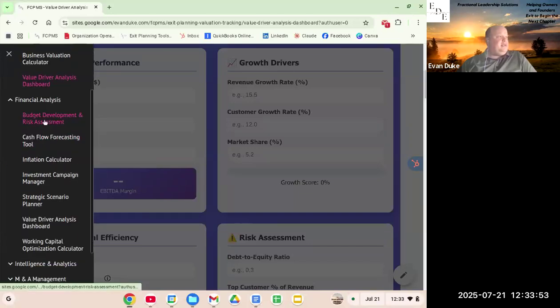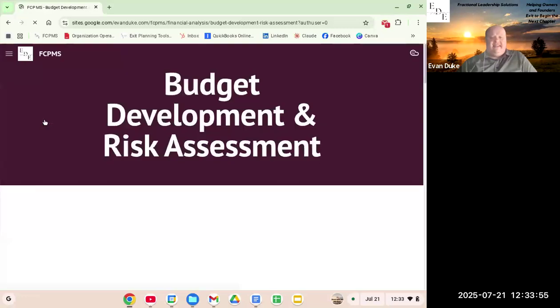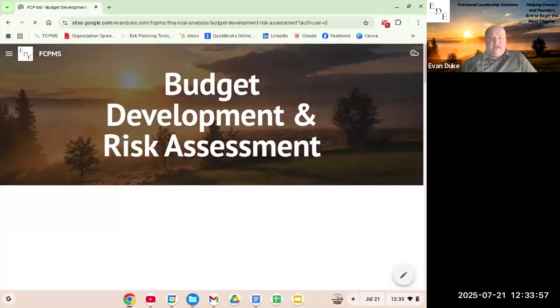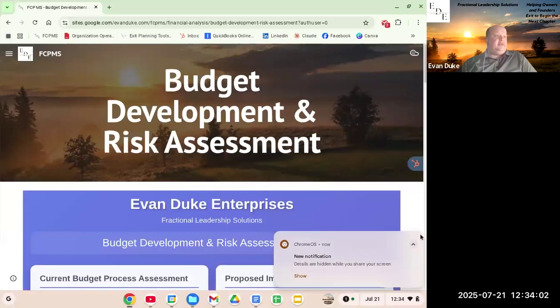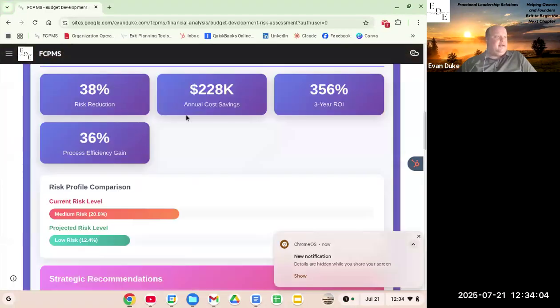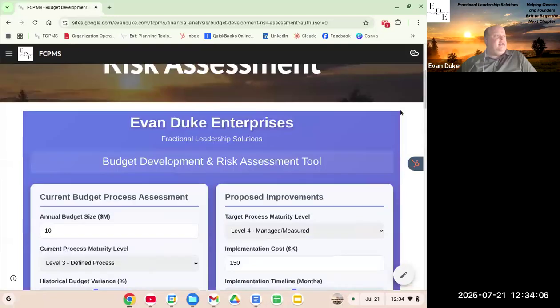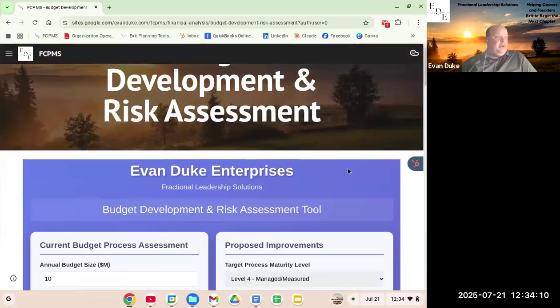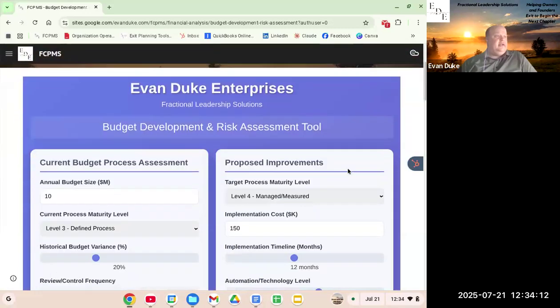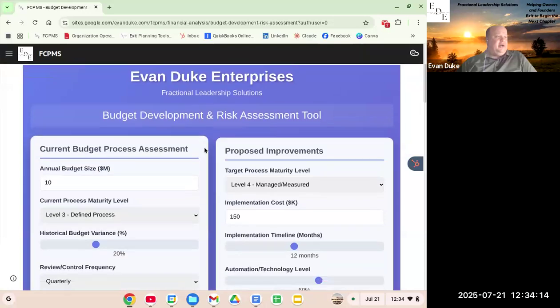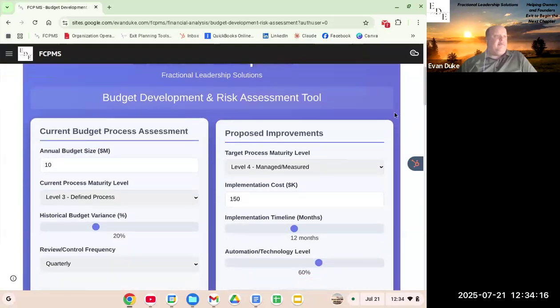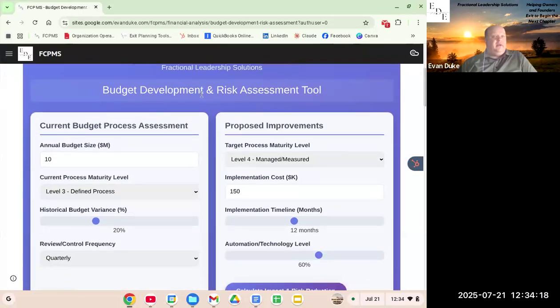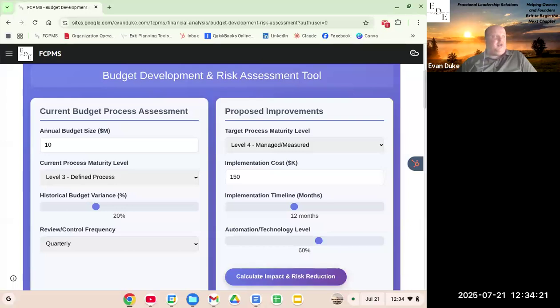And really, this is where we're going to be getting into the nitty gritty when it comes to making sure that the business is in great shape financially. The first area that we're going to be looking at is the budget development and risk assessment. And what we're going to be doing here is taking a look at the budget, and we're going to be identifying what level of development the actual process is.